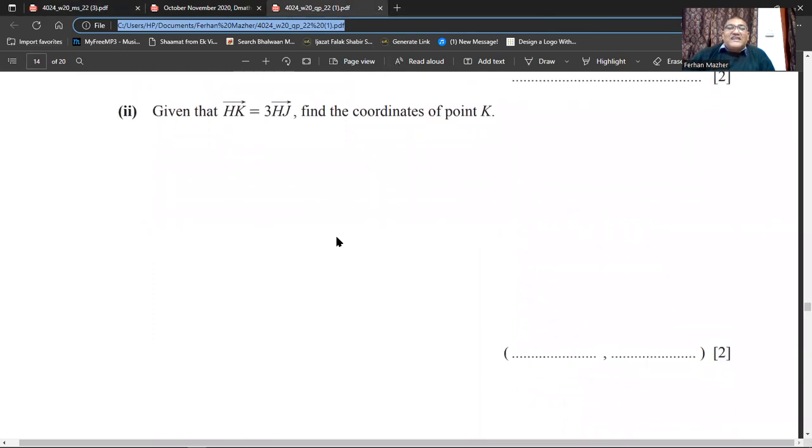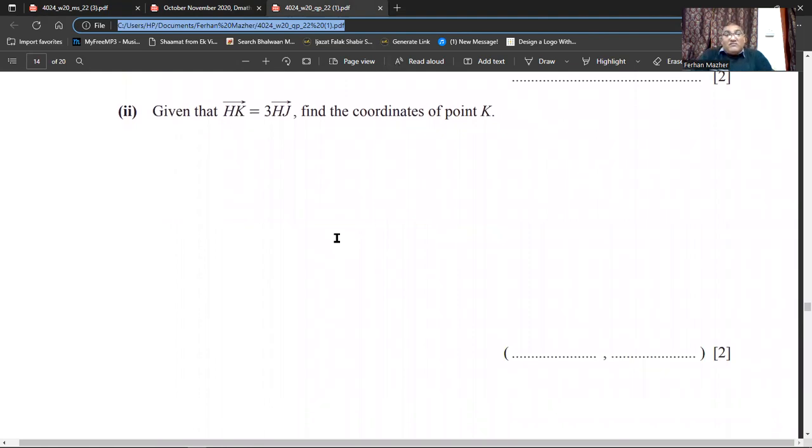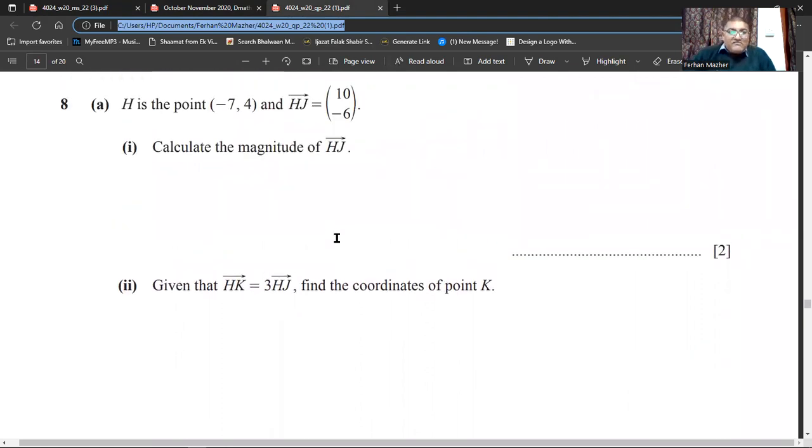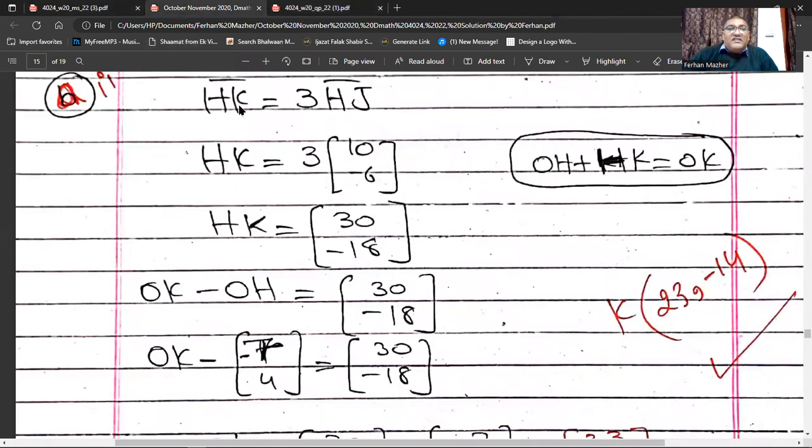Now, the next question they are asking is question number 8A, second part. It's a 2 marks question. Given that HK is equal to 3 times HJ, find the coordinates of the point K. Okay, very simple. HK is 3 times HJ. HJ is already given here. So from there, I will find the column vector for HK. Then I will apply the position vector formula on HK. I already know the coordinates of the point H. So very easily, I will find the coordinates of K. Okay, so that is the strategy for how we will work on it.